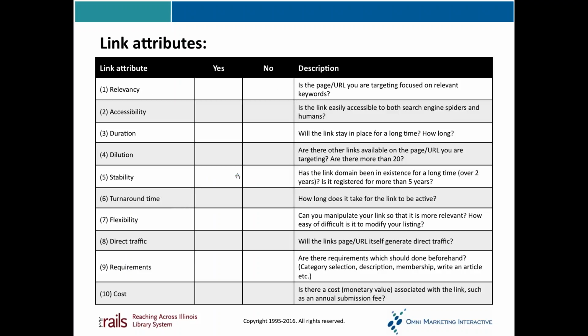Now, one of the things that I've provided for you as a separate handout is this link attribute checklist. This is a checklist that I actually use, and I have one that's far more detailed for more competitive keyword terms, but this is usually good enough for most everything I do. And I have to have the checklist in yes at least 7 out of the 10 times, or I will not reach out for a link.